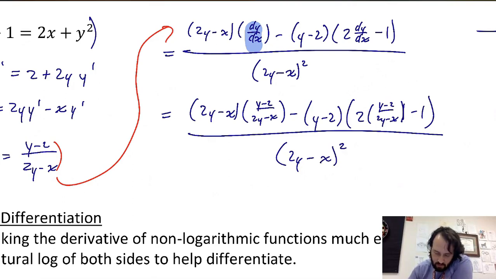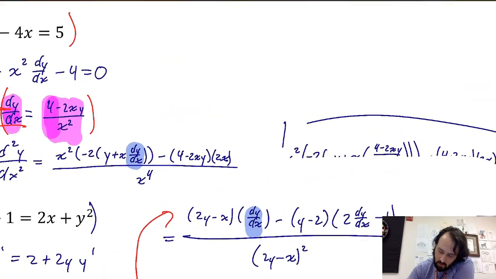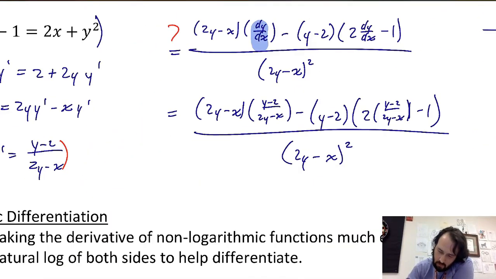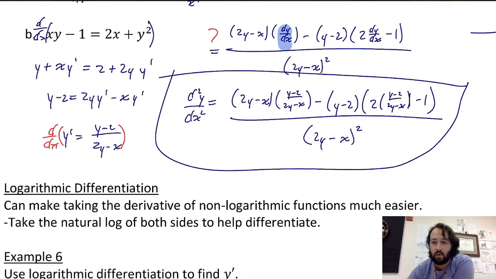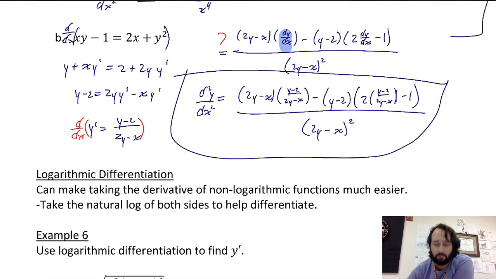All right, and there is some simplification there that you can do if you want to, but you don't have to. So you would say d squared y over dx squared equals all this junk, and that would be plenty for a free response type question.